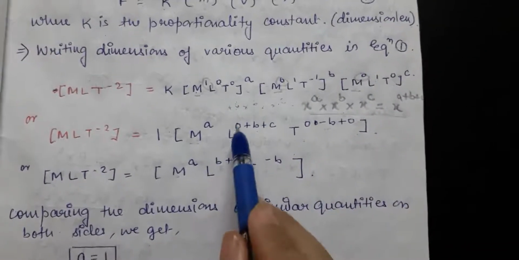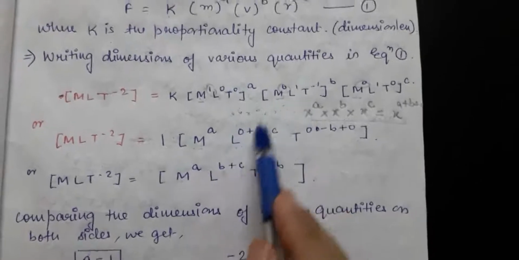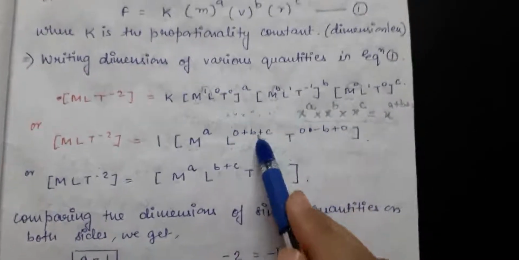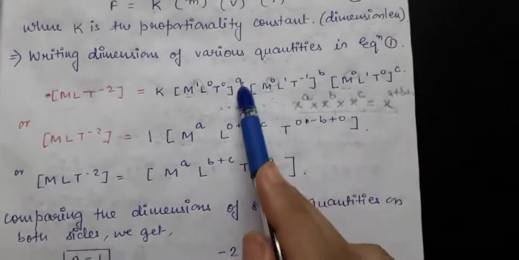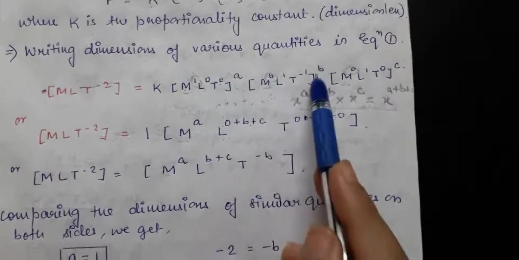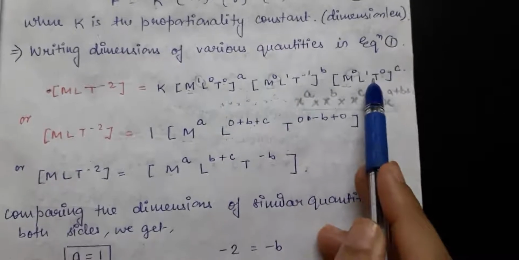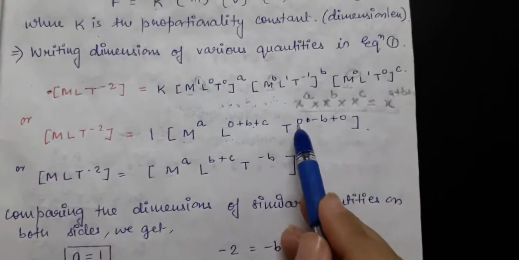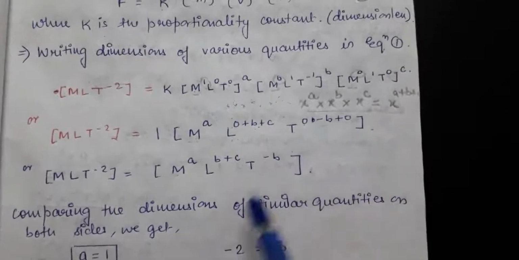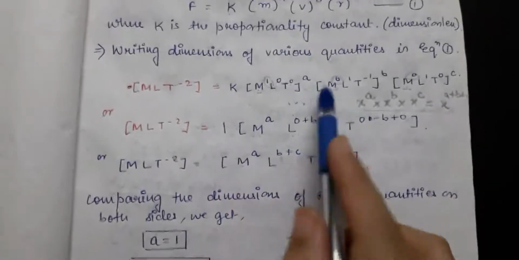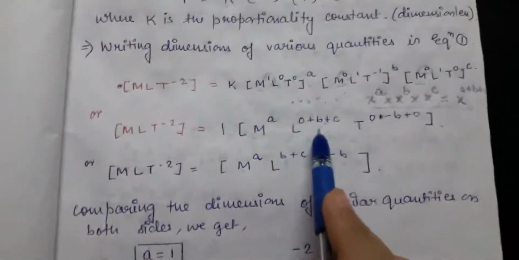So at last what am I getting? 0 plus B plus C. And in the same way for T, here A is multiplied with 0, so 0, B is multiplied with minus 1, so minus B, and C is multiplied with 0, so 0. So at the last what will I get? 0 minus B plus 0. I have simplified the previous equation.